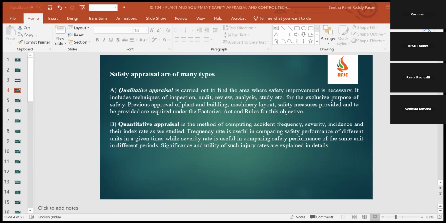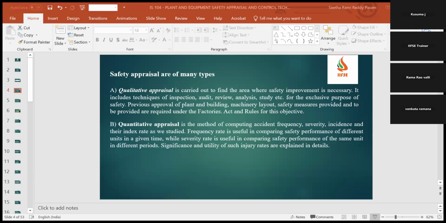And next one is quantitative appraisal. This method is for computing accident frequency, severity, incidence rate, and their index rate. As we studied previously, we have seen the equations, how to calculate frequency rate, severity rate, incident rate, etc. When we say frequency rate, you will come up with a number. The result is quantified. You're able to give a number to this result. Then it has become a quantitative analysis or quantitative appraisal.